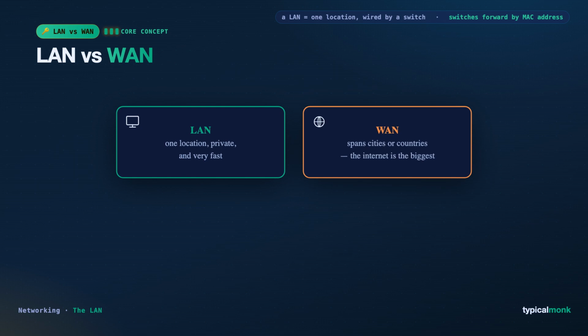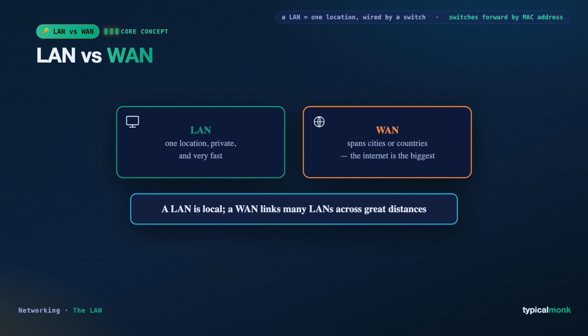A wide area network, or WAN, is the opposite in scale. It spans cities, countries, even the whole globe, linking distant places together. The internet itself is the largest wide area network of them all, a network of networks stretching across the entire planet. And the relationship between them is the key insight.